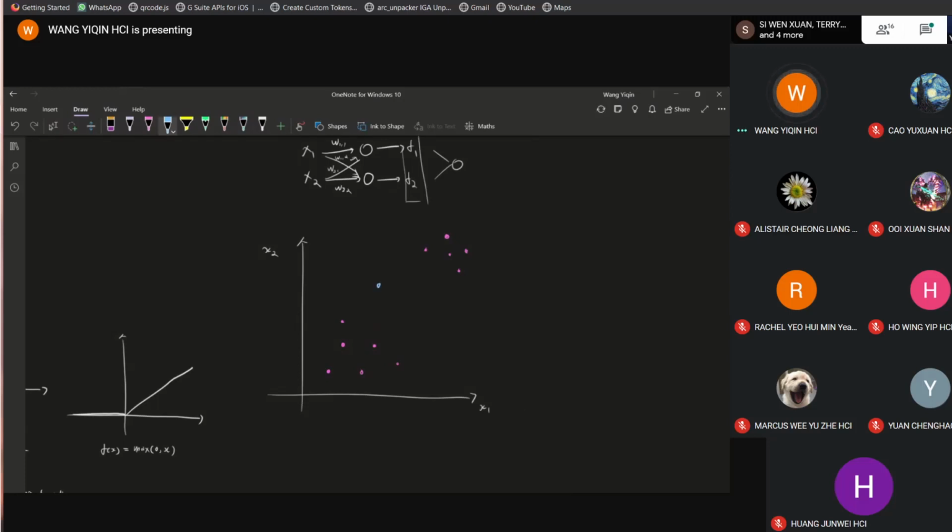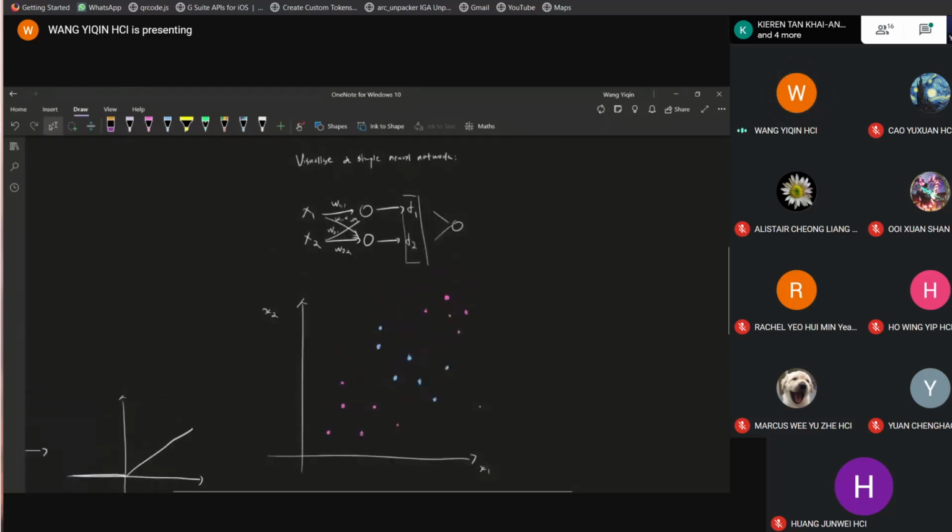And then we have different clouds here. This is not linearly separable. There's no line you can draw that will perfectly separate your data set. If we are to visualize, essentially, with this network here, neurons can be represented as a sort of decision boundary.